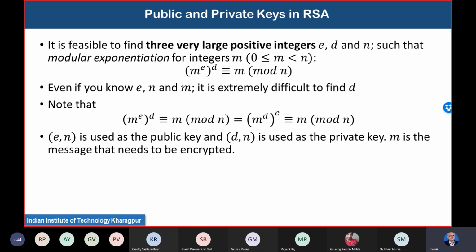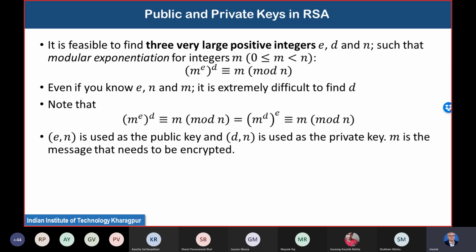As we understand, this symbol with three bars denotes that it is congruent. That means M raised to the power E, whole raised to the power D, mod N will be equal to M. That is the notation that is used. Now these numbers are such that even if you know M, N, and also E, it is extremely difficult to determine what D is.